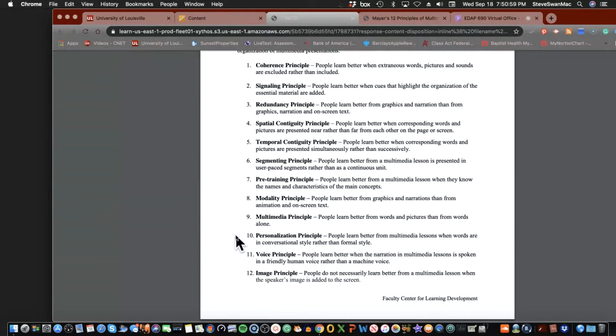Personalization principle. These next three are all new. The original principles of Mayer stopped right here, at multimedia. And I'll come back to 9 in just a second, to wrap this up. Personalization principle. People learn better from multimedia lessons when words are in conversational style rather than formal style. Well, yeah.